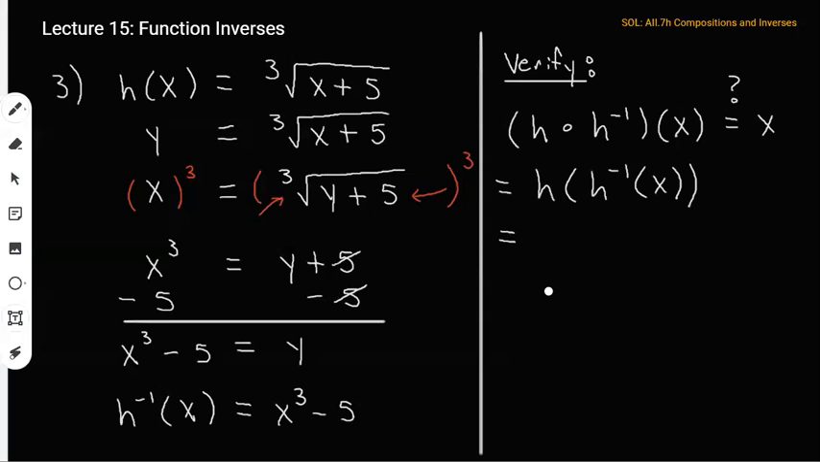So when I compose two functions, I'm taking the function on the inside and putting it inside of the function that's on the outside. So h of x is the cube root. So I'm going to have the cube root of what? The cube root of x plus 5, right? That's what my original function is. But I'm going to replace the x with my inverse function that I found right here. So on the inside, I'm going to have x cubed minus 5, and then there's going to be a plus 5 on the inside.